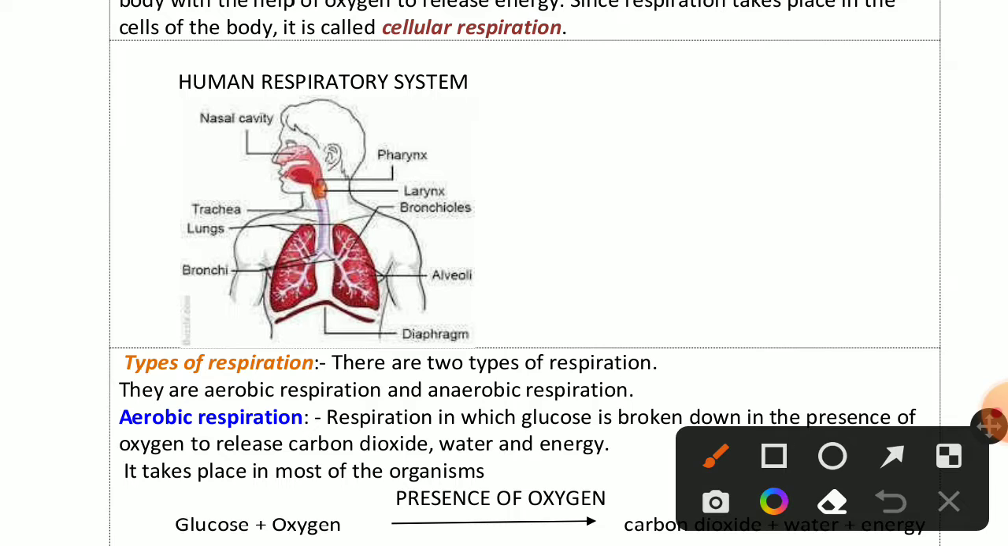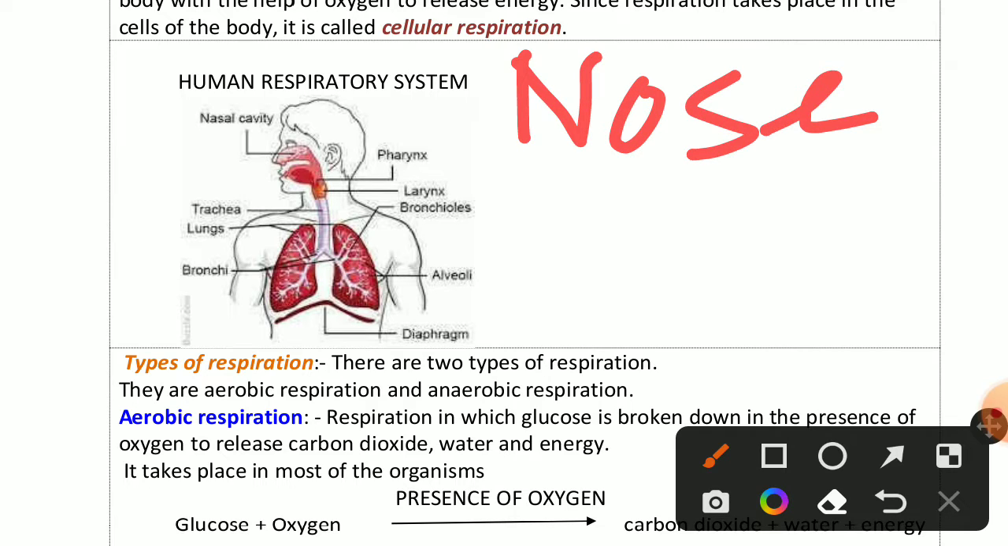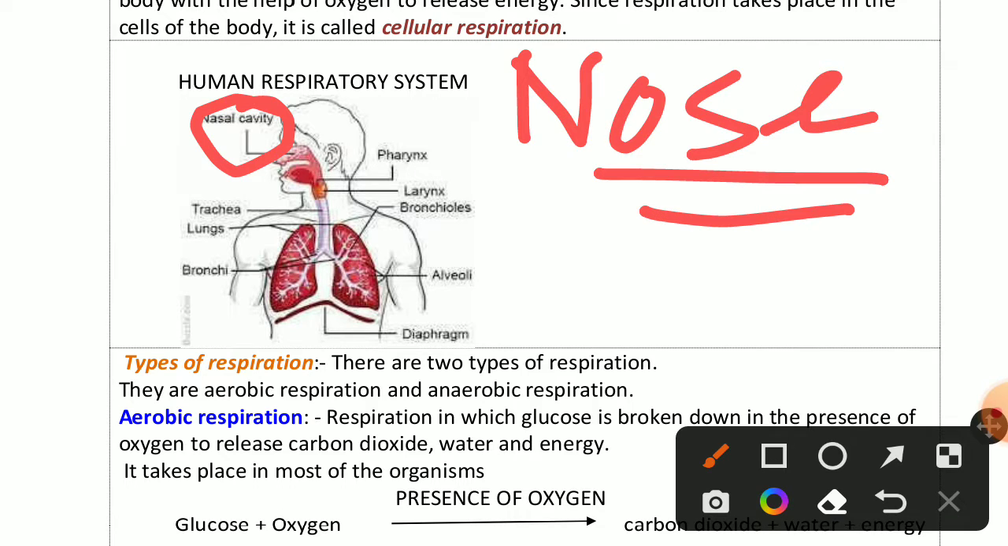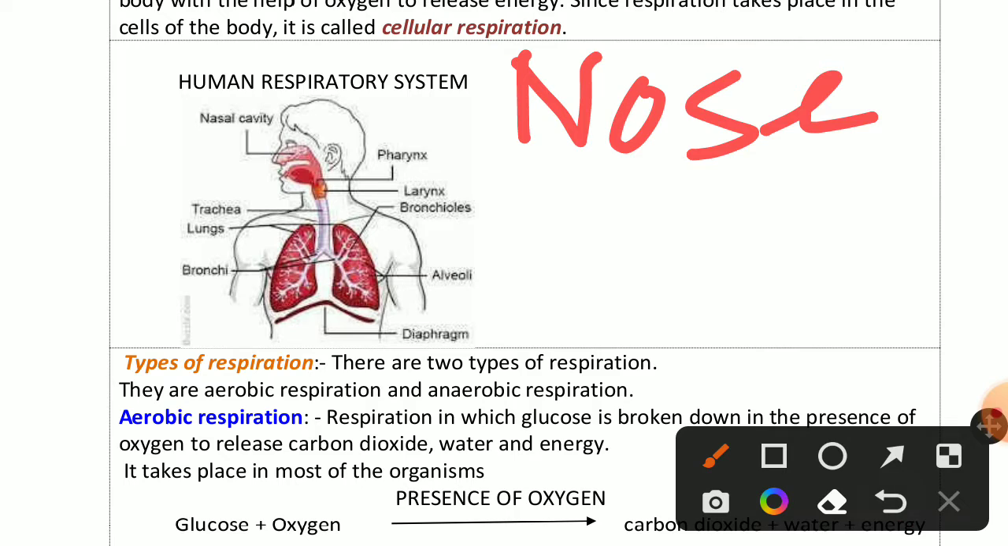I will tell you the parts. First one, nose. Nose is not mentioned in this image, so I am going to annotate and write it. First part, nose: we take air in through the nose. Second one, nasal cavity. The nasal cavity is the whole path where we inhale air.